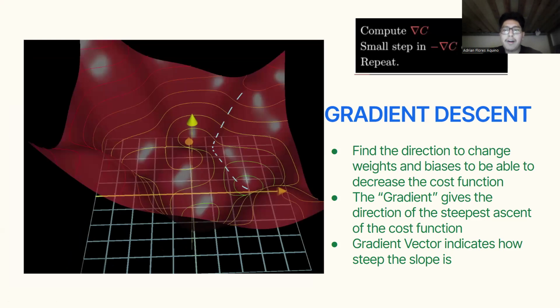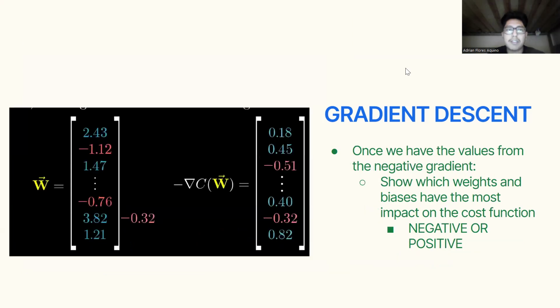But the gradient also gives the direction of the steepest ascent of the cost function, and it indicates how steep the slope is. So this is what's been happening in the picture. It keeps going down and down until it reaches the steepest slope, which is over here, as you can see right here in the little line. To do so, it keeps repeating itself, computing the gradient descent in small steps, and repeating until it finds the steepest slope.